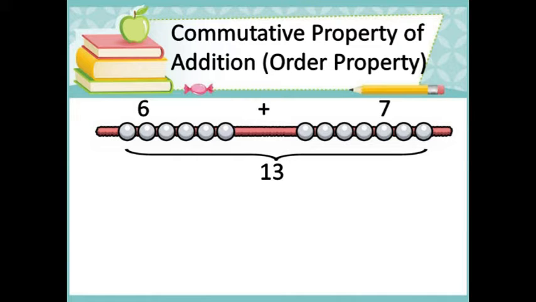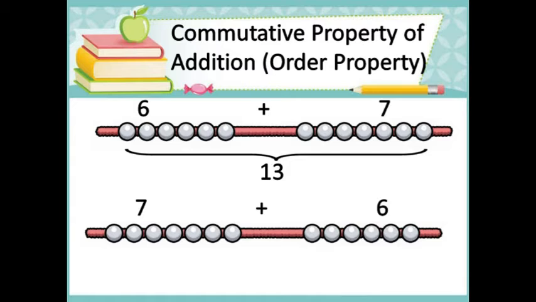So now let's proceed to the next one. If we change the position of the addends, in the first one, 6 is on your left and the 7 is on your right. Now we change it. We position 7 on your left, and the 6 is on your right. So I have here again the beads. If we combine and count the beads, 7 plus 6 is still equal to 13. So that is how the commutative property of addition works. Even if you change the position of addends, you can still get the same exact answer.